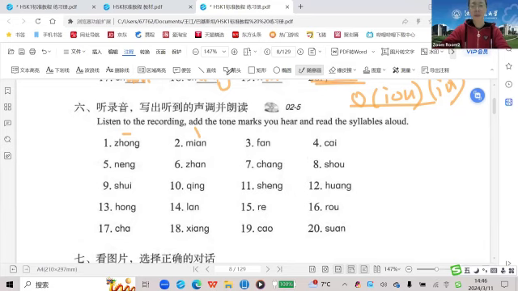Yes, right. Who wrote first? It is the fourth tone, not the first tone. It is the fourth tone. 饭, not fan with the first tone. It was wrong. 饭, okay? Number 4, 菜.